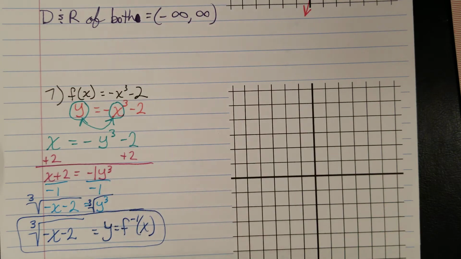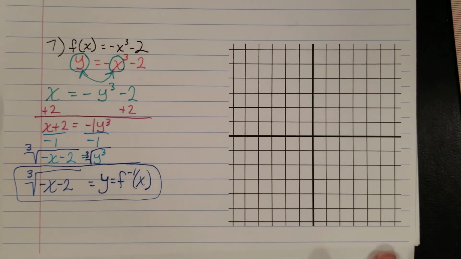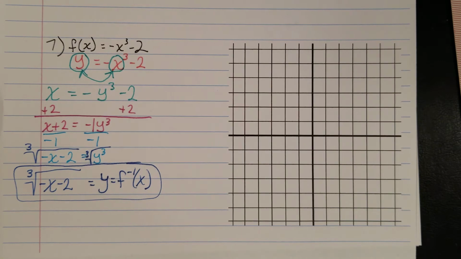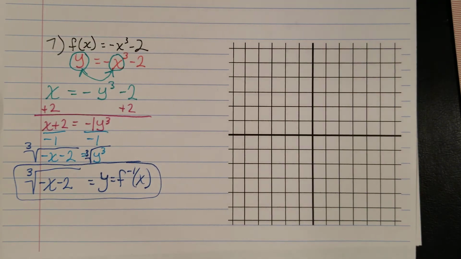Oh, and I should have probably started off by saying, is this 1-to-1? Well, yes it is. If you know the basic shape of an x-cubed graph, you would know that it is 1-to-1. Also, it's going to be all real numbers for the domain and range for the x-cubed function and cube root. All right, so then we're going to graph.